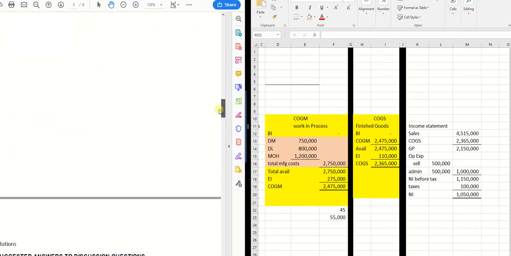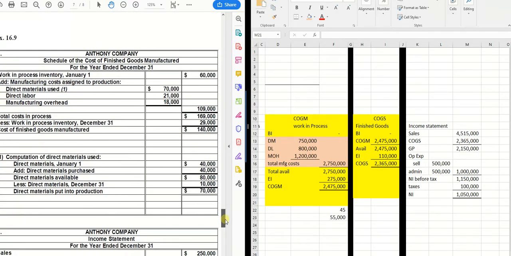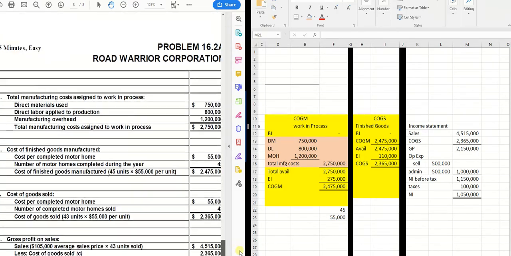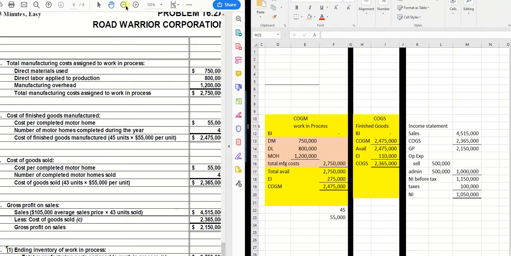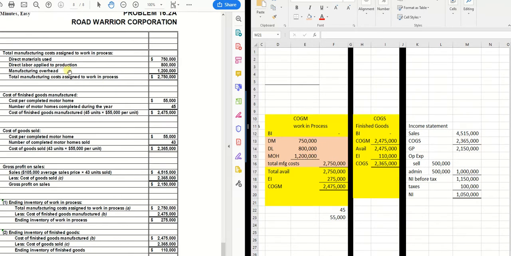So let's go to the solution. Then I'm going to backtrack a little bit. Okay, here we go. Here's the problem. The problem asks for total manufacturing costs assigned to work in process. That's my $2,750,000. The next one's cost of finished goods manufactured is 45 finished and 55,000. So 2,475,000 cost of goods manufactured, which comes over here.